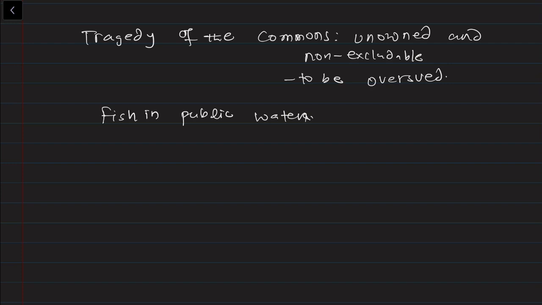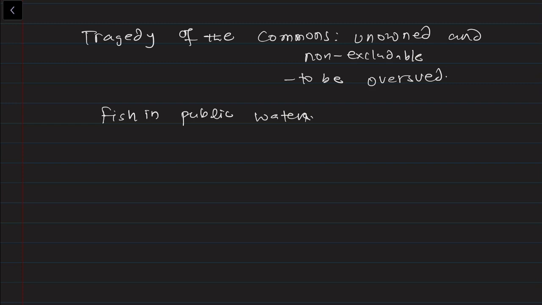Since fish in public waters are not owned, it is difficult to prevent anyone from fishing. So when one person catches a fish, there are fewer fish available to everyone else. And each person has the incentive to fish before others. So this is one example. Now let's see a problem related to the tragedy of the commons.